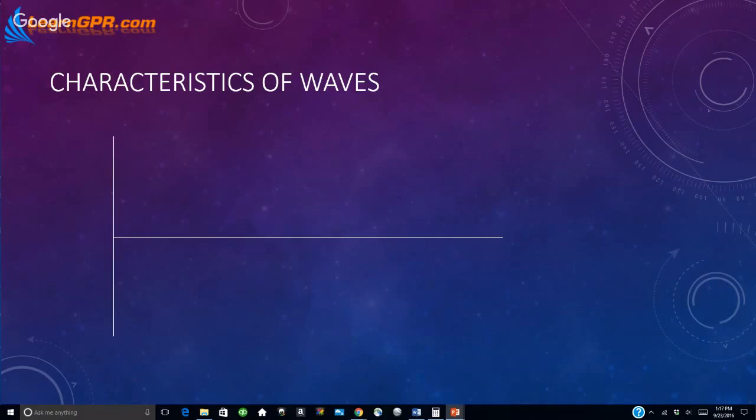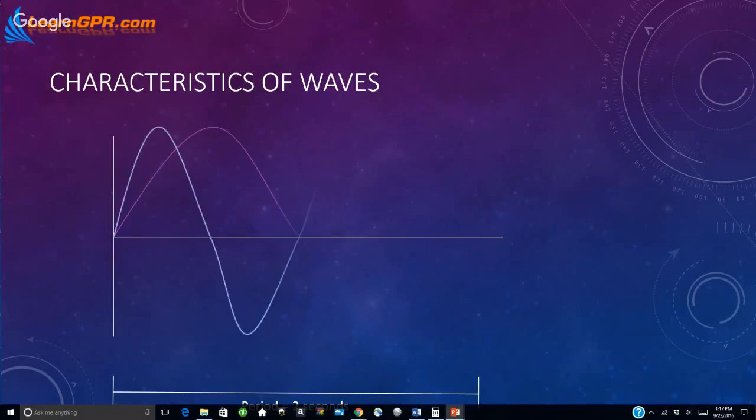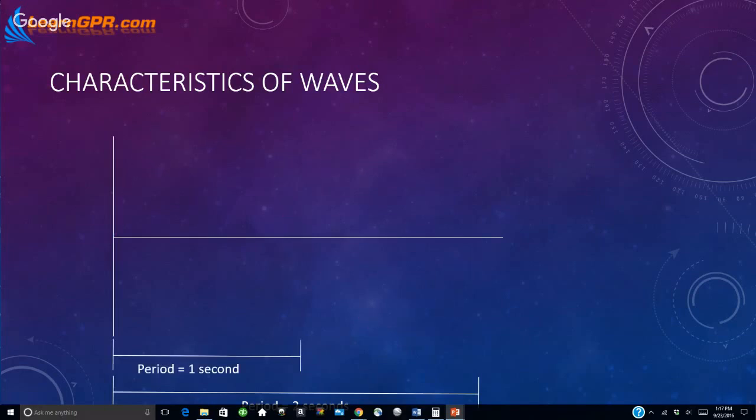So I'm going to take you back for a second to high school science class, and we're going to talk about some very basic characteristics of waves. Waves have three main characteristics: a wavelength, a period, and a frequency. This should be familiar, right? This is a waveform. This purple wave has a period of 2 seconds. So it takes 2 seconds for the wave to complete a full cycle.